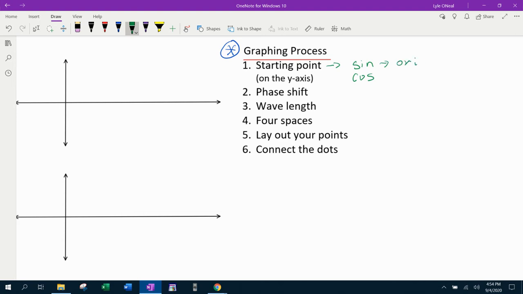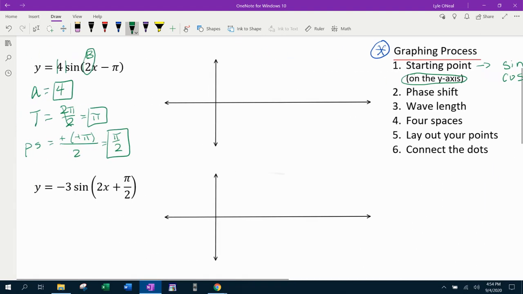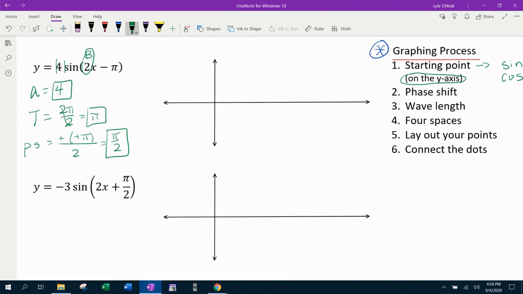Sine always starts at the origin, and cosine always starts at the a value. On the y-axis, you're either going to start at the origin or the value of a, depending on the trig function. So we have sine, and so that means that our wave is going to start at the origin. So let's do purple. There we go. So that's step number 1. We located our starting point.